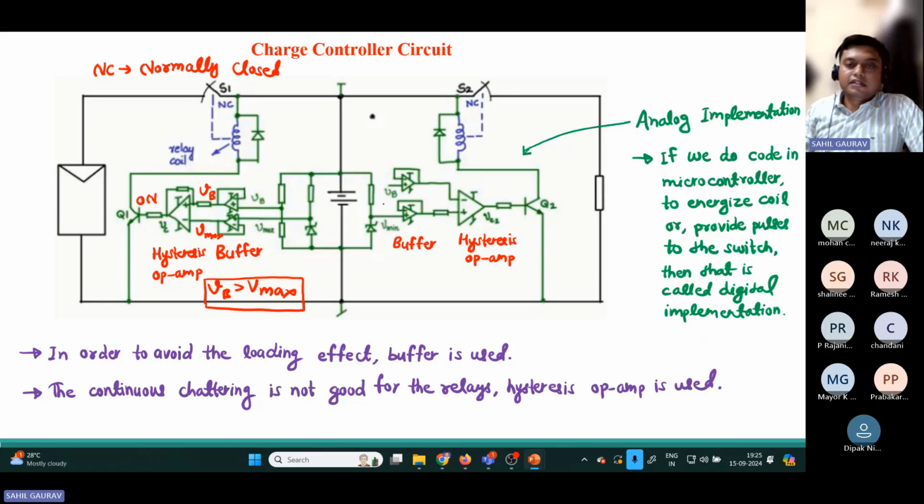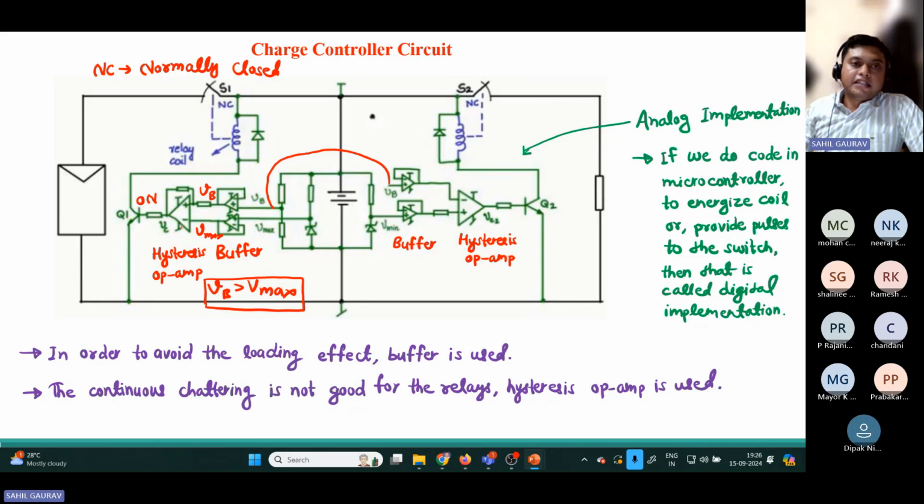Similarly, on the opposite side, we can use the same circuit. Here we get Vb directly from this part of the circuit, and Vmin is obtained from this Zener diode, with this buffer used to avoid the loading effect. Again the op-amp is used to compare these inputs, and accordingly you will get the signal to trip this switch.